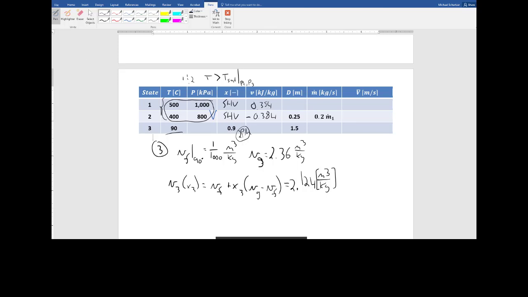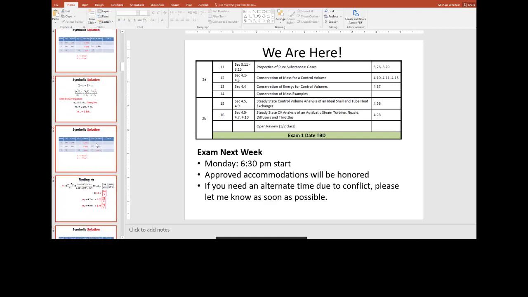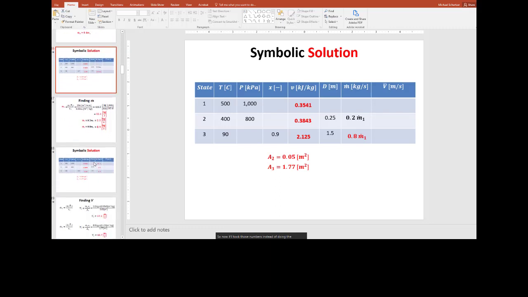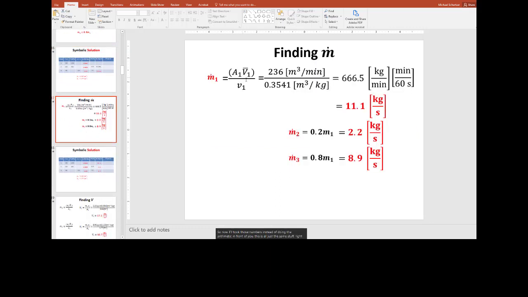So now, if I took those numbers, instead of doing the arithmetic in front of you, this is all just the same stuff, right? Then I could put those into the equations that I had for velocities. Here, I guess first, numerically, I found numbers for the mass flow rates, because they told me the volumetric flow rate, or the area times the specific volume at state 1. And then I divided by the specific volume at state 1. And that gave me some mass flow rate.